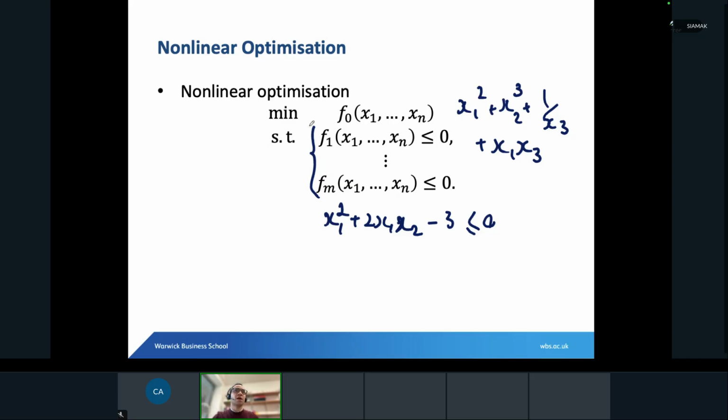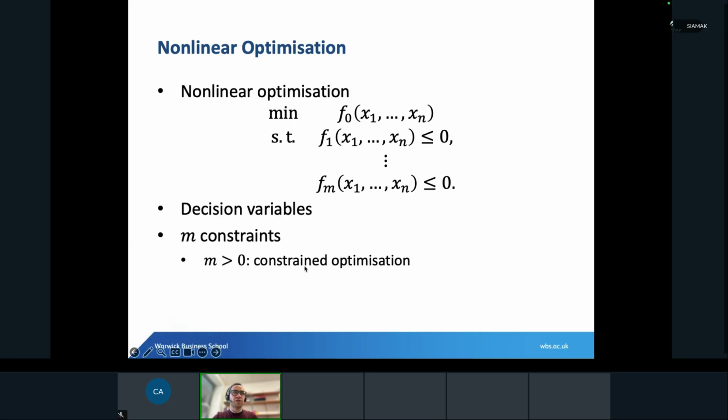So here what we have is minimization of the objective function, which might not be linear, subject to some constraints. Again, they may not be linear. So if even one of them, the objective function or one of the constraints, is not linear, our problem becomes non-linear. Here we have our decision variables and a set of constraints. We have m constraints here because we can see that we have f1 to fm as the constraints, and we have n decision variables.